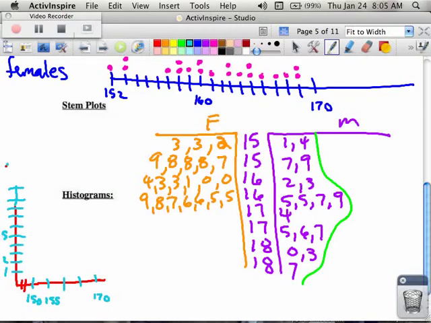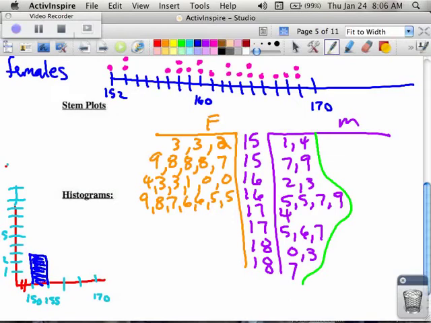And because I run out of room, I'm just going to leave it like that. So if I look at the female heights between 150 and prior to 155, which is the next set, you will notice that in the orange on the left, there were 3 females that fit into that category: 152, 153, and 153. So as I draw my histogram, I'm going to draw a bin that is 3 units high. So there are 3 females between 150 and 154.